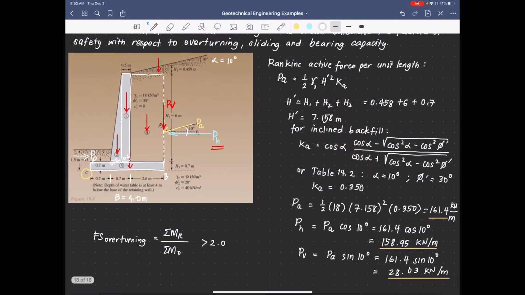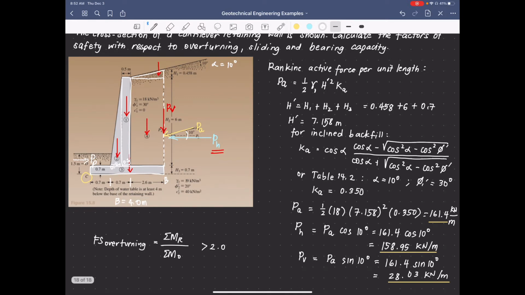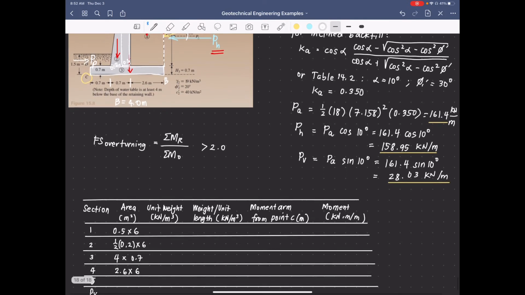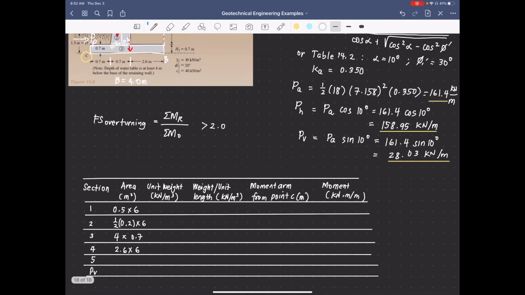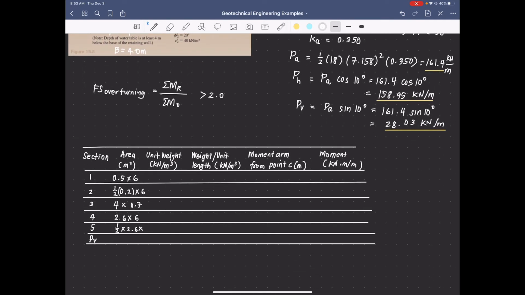Then the fifth section is this triangle for the soil. We have 2.6 by 0.458. And that is a triangle, so we have 1/2 of 2.6. Sorry. So we have 1/2 by 2.6 by 0.458. All right.